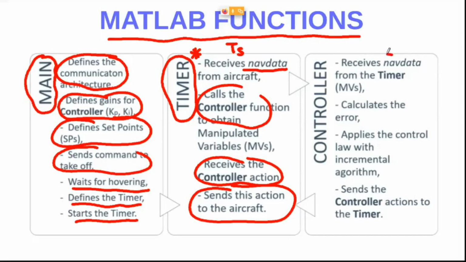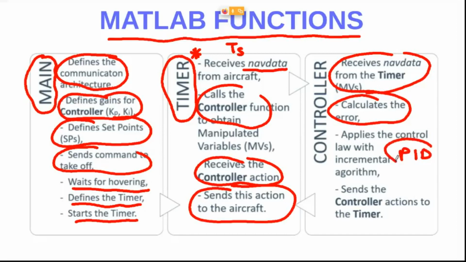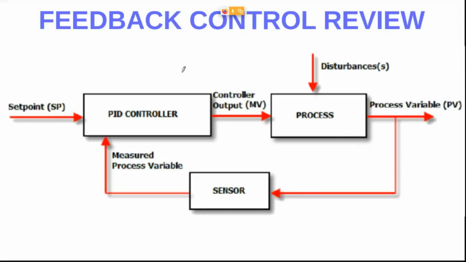Then the controller will receive the navigation data from the timer, will calculate the error, then will apply the control law with an incremental algorithm. This will be the PID that is already known to all of you. And it will send the controller actions to the timer, because the timer will send these actions to the aircraft. So that's a general idea of our application and the elements that compose it. Well, now if we focus on my part of the course, we need to have a feedback control review.